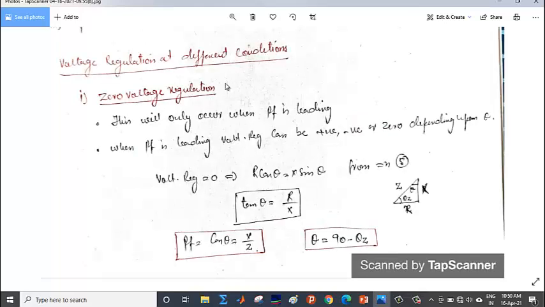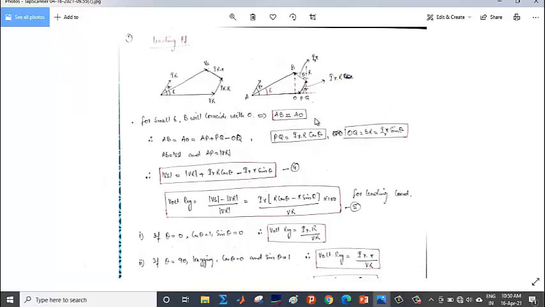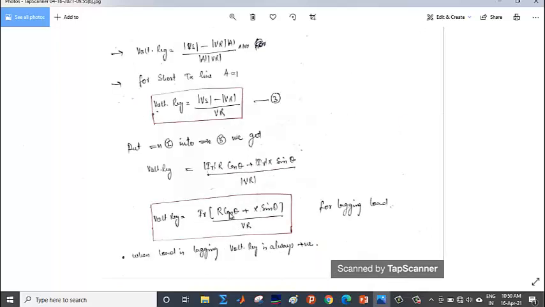Now voltage regulation in different conditions. I have told you earlier that an ideal transmission line is one which has a 0 voltage regulation for all loads. Here you can see that we can have a voltage regulation of 0 but at a particular load. This will occur only when the power factor is leading. It is because we are getting the voltage regulation formula like this. For lagging, it is this, because here you can see all the terms are positive.